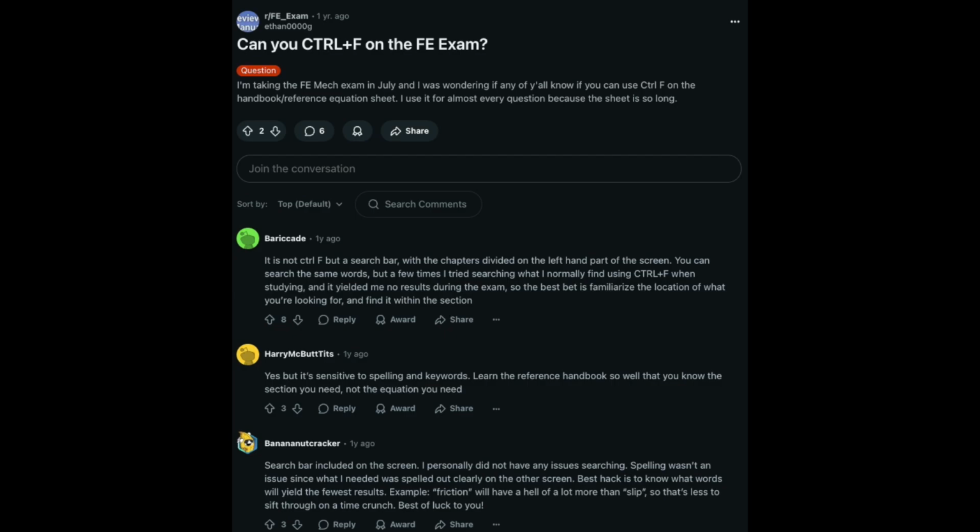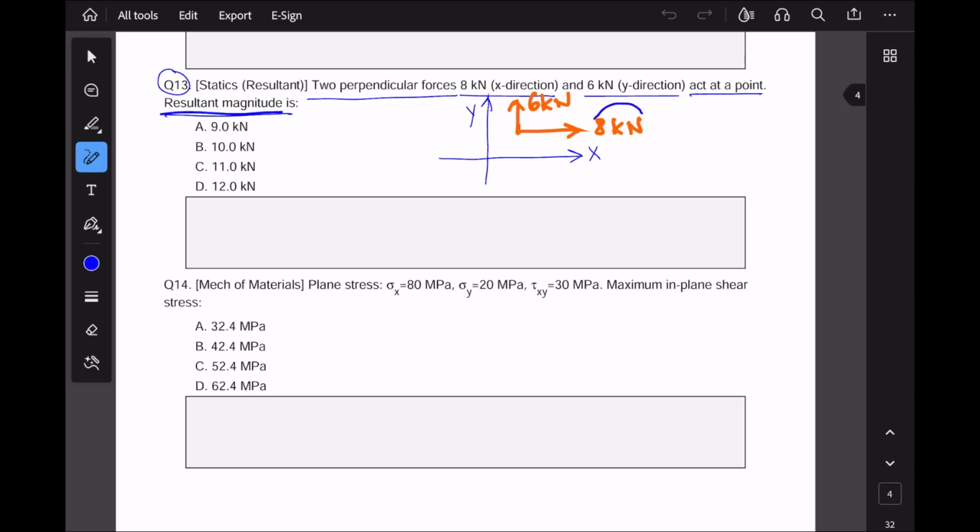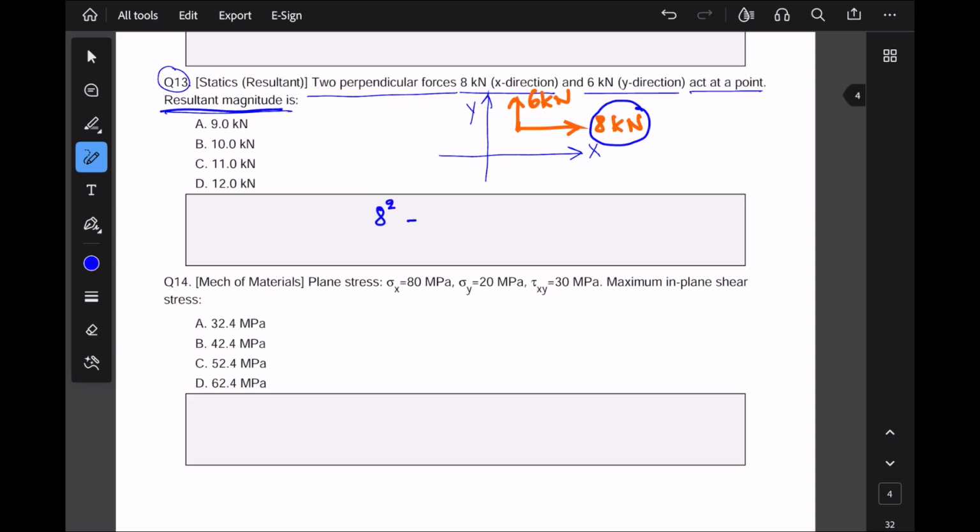Back to the problem, F resultant equals the square root of the force in the x direction, which is 8 squared, plus the magnitude of the force in the y direction, and that is 6 squared, both under the square root, and that's all we need to find the resultant force. So we'll call it F result, a short term for resultant. Now you can immediately use a calculator and you'll get 10 as a result.